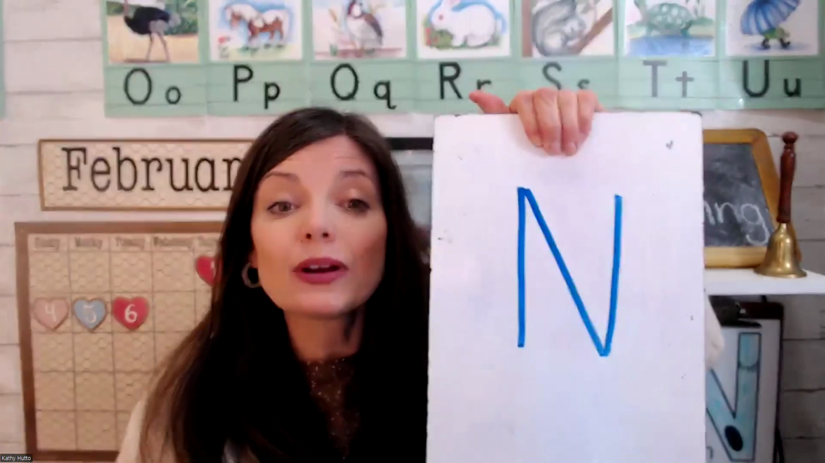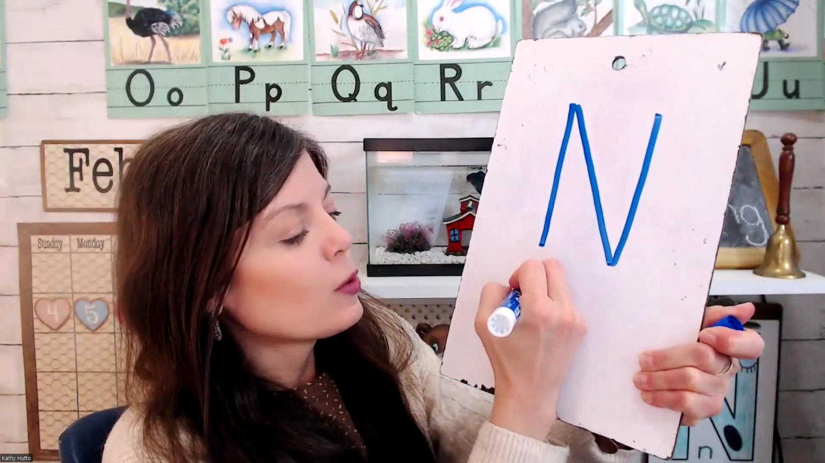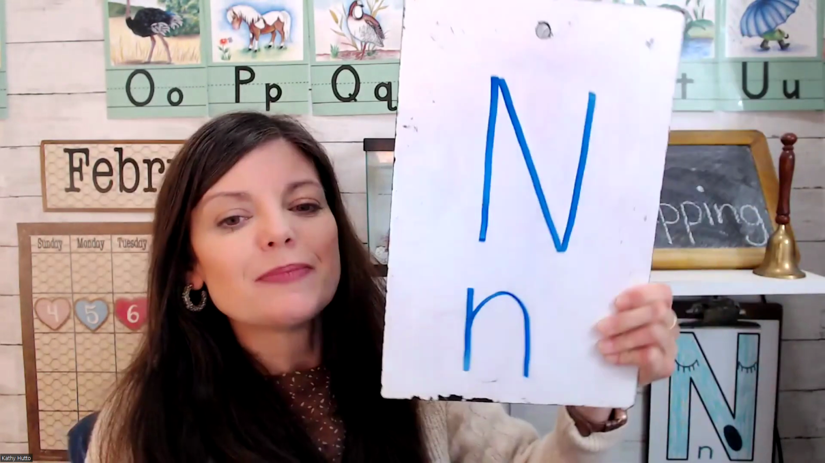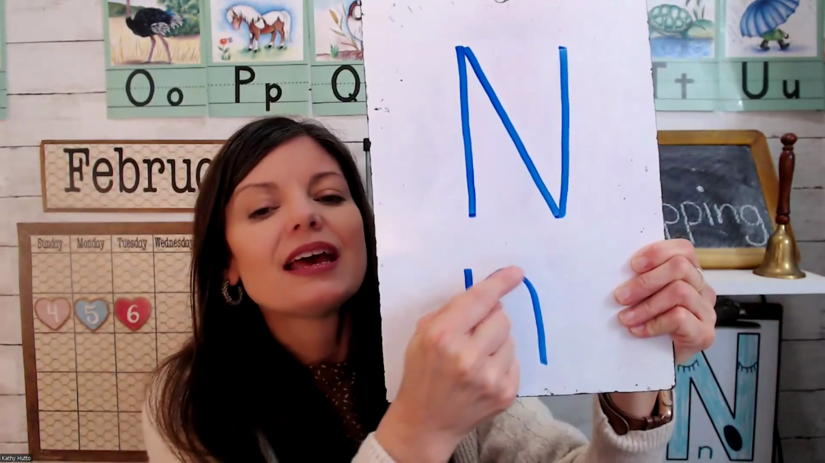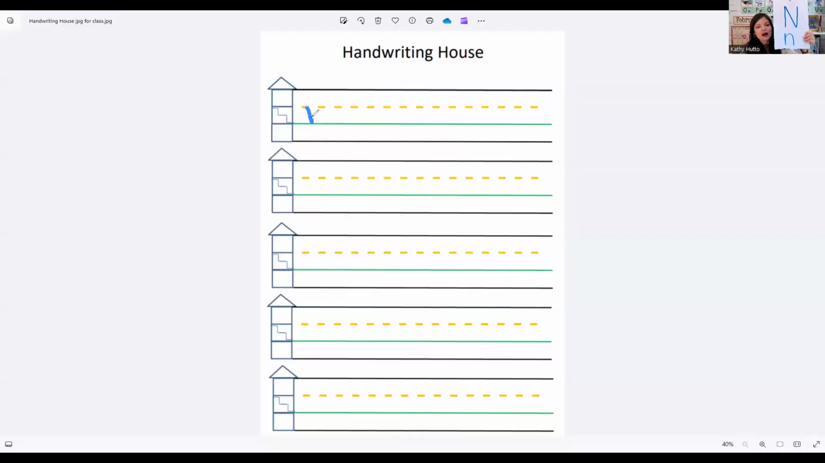So to make a lowercase n, we're just going to make a little line, and then we're going to hop over one time. Just make a line that goes down and then up and over. Let's practice. Down, up, and over. If you're using handwriting paper, make sure your lowercase or little n goes downstairs.